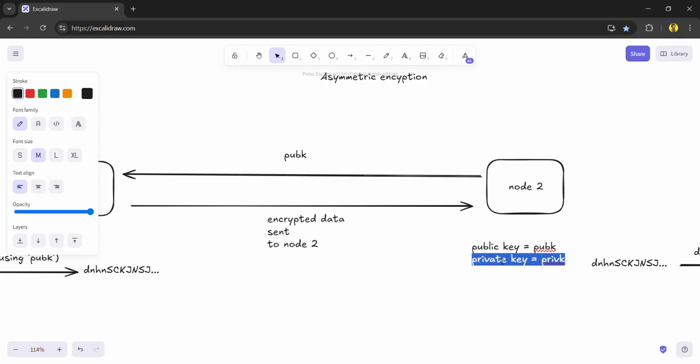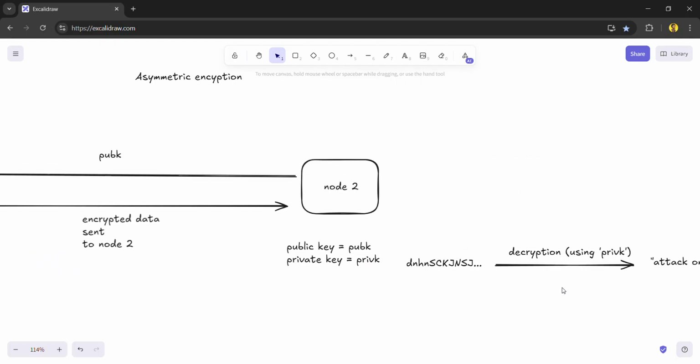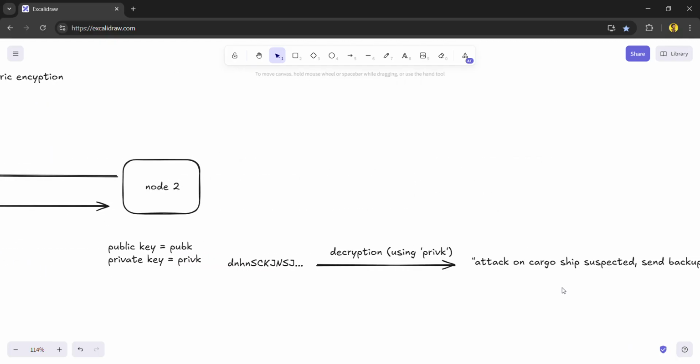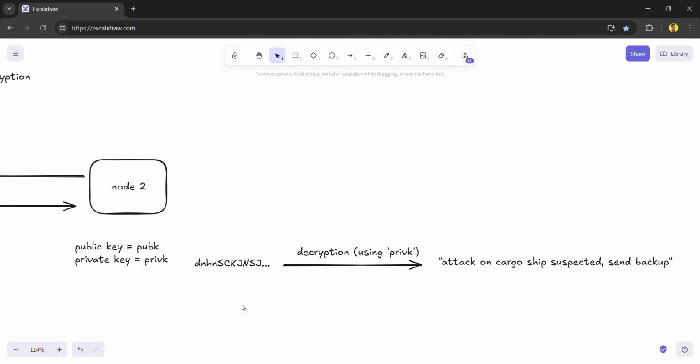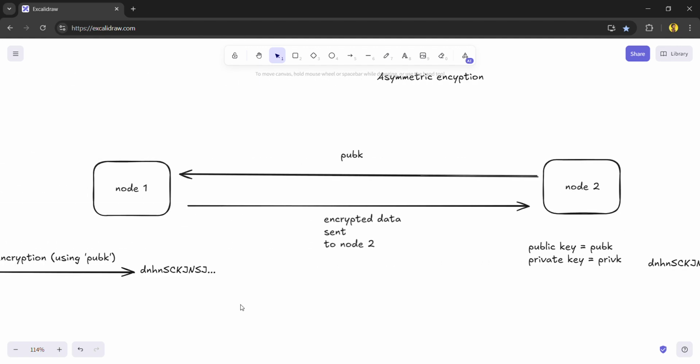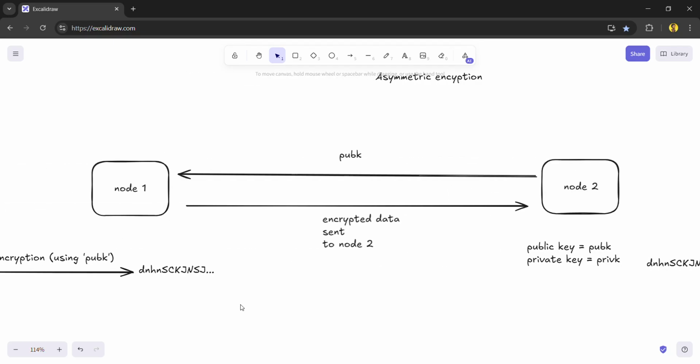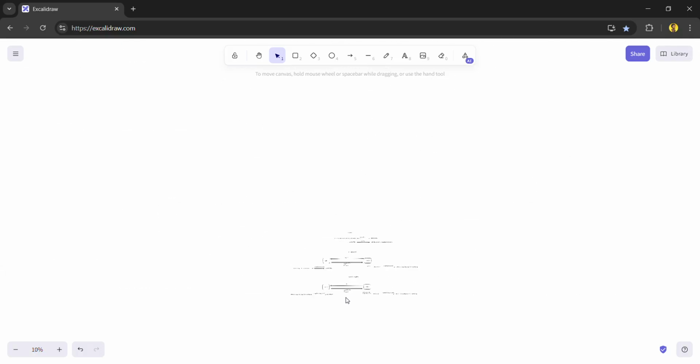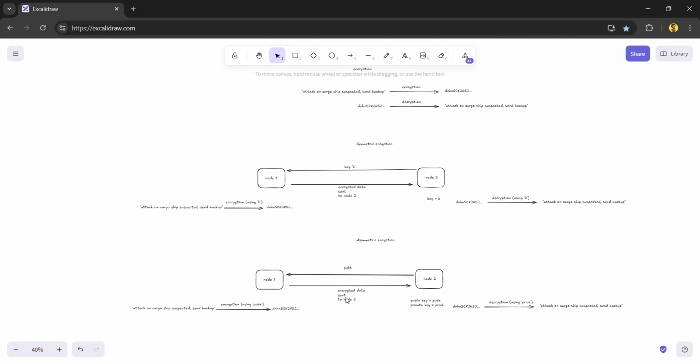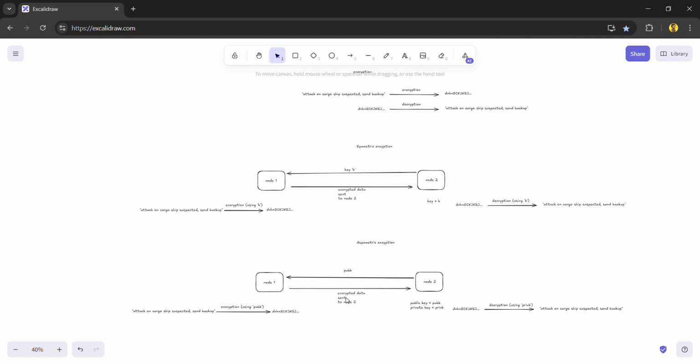And the beauty of asymmetric encryption is that only node 2 will have access to the private key, and it doesn't matter how many nodes have access to the public key, they cannot use that public key to decrypt the data. And node 1 can use this public key to easily encrypt the data and send this data to node 2. That is the concept of encryption, and two major encryptions, symmetric encryption and asymmetric encryption.